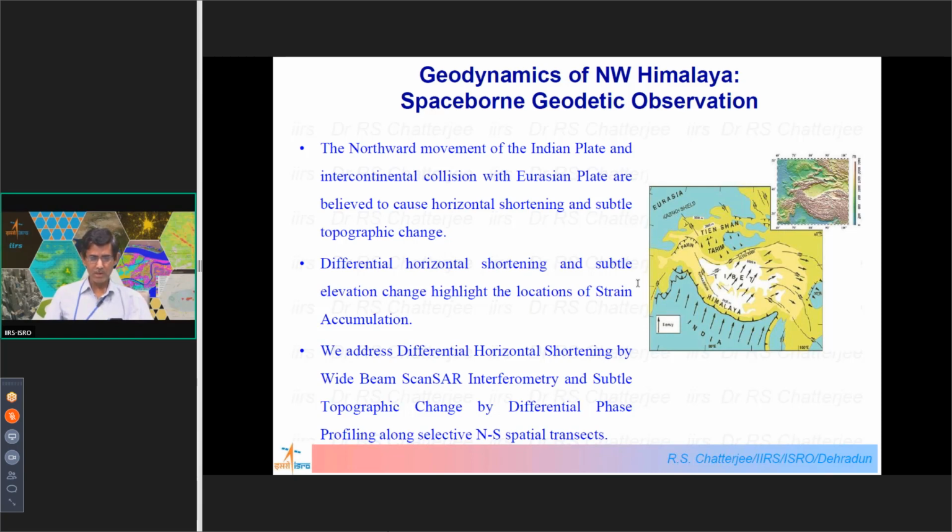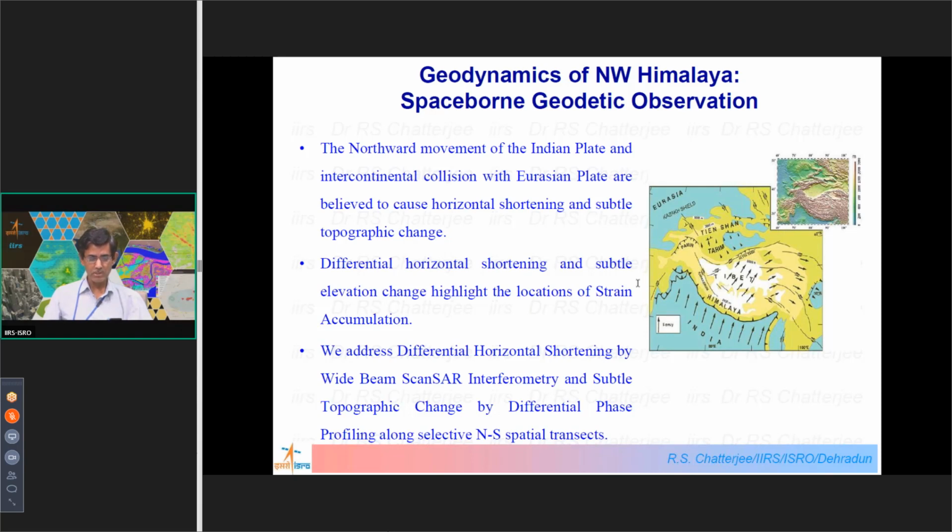So there are differential horizontal shortening and subtle elevation change. Together they highlight the location of the strain accumulation. So these are the two components of interseismic crustal deformation. We address this differential horizontal shortening by wide beam ScanSAR interferometry or a similar technique like TOPSAR.